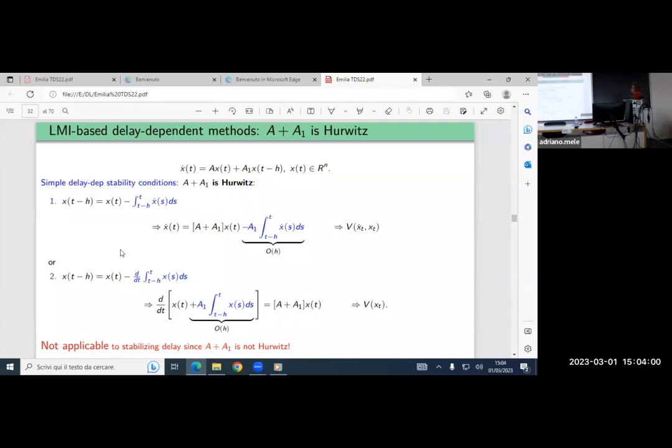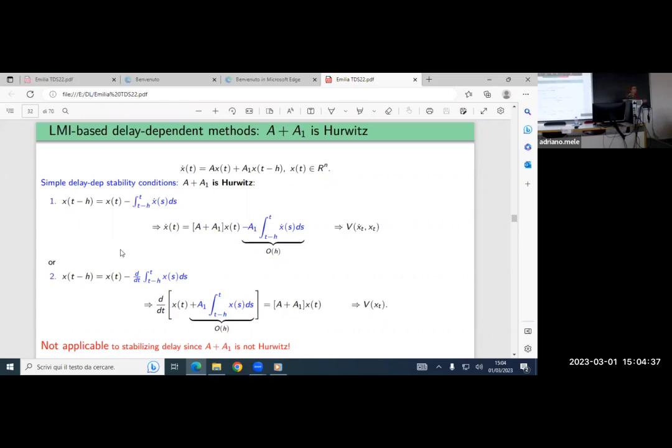Actually, when A plus A1 is stable, I have shown you one method. In this presentation here, H is constant. But the same presentation as I have shown you can be used. But we have another possibility: to present this disturbance as derivative of integral. And in this case, we will finish up with such a system presentation. And it is called a neutral type system.